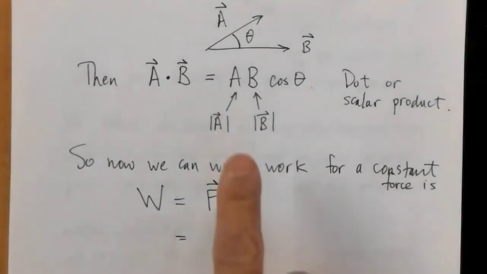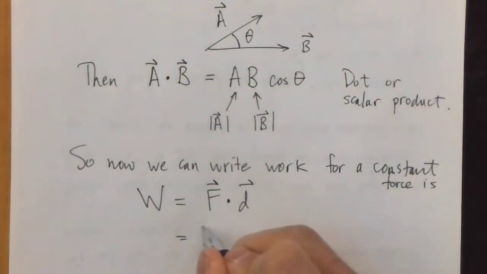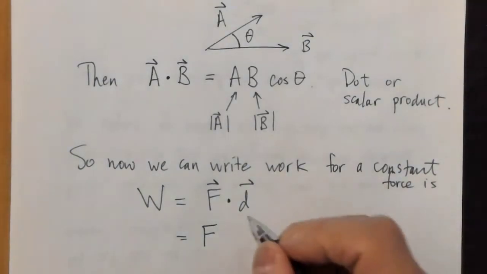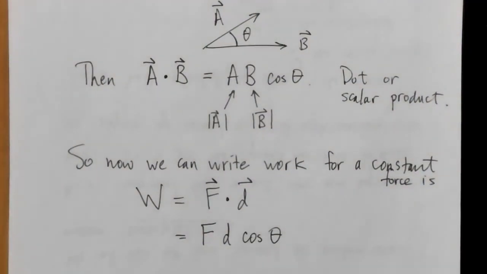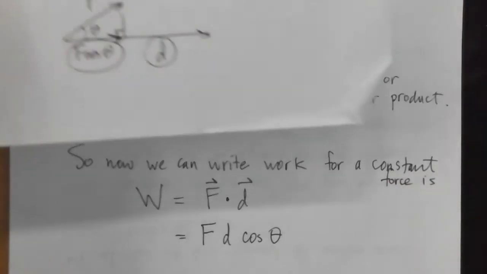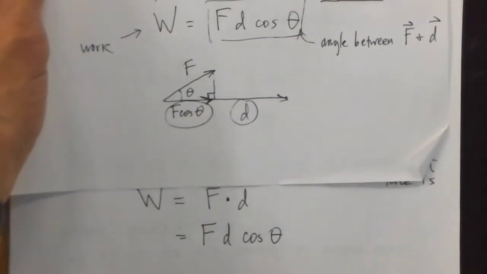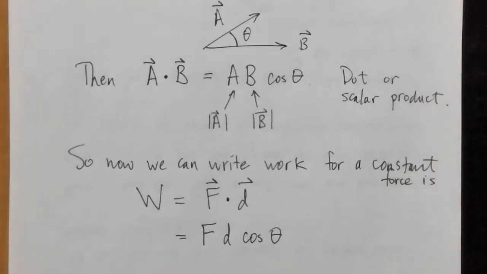We're going to now just plug in the definition of the dot product here. It will be the magnitude of F, which is just plain old F, times the magnitude of D, which is just plain old D, times the cosine of the angle between them. And we can look back, and we'll see that that was exactly the same formula we had before. Okay, that's what we had before, F D cosine theta. All right? Any questions about this? So we can just write F dot D as vectors.